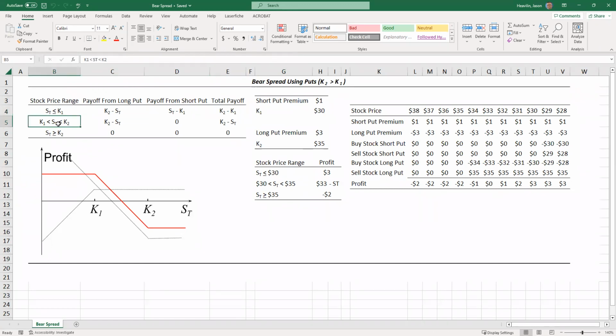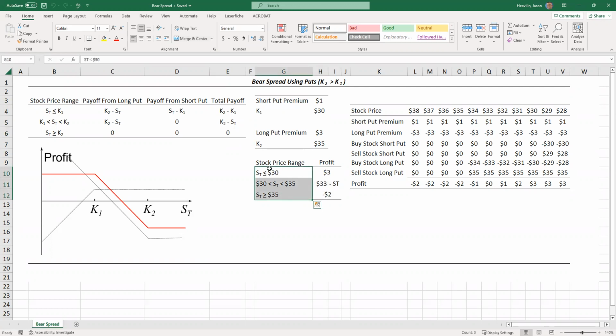If the stock price is in between 30 and 35, between K1 and K2, there will be a payoff on the long put, meaning K2 minus stock price, but from the short put there wouldn't be anything, so that stays at 0. So the payoff is the same as this when you net these two out. If the stock price is greater than or equal to K2, there's no payoff on either one, so 0. Now, like I said, here's what we want to focus on, because these are the ones that represent what's going to happen here when we include the premiums.